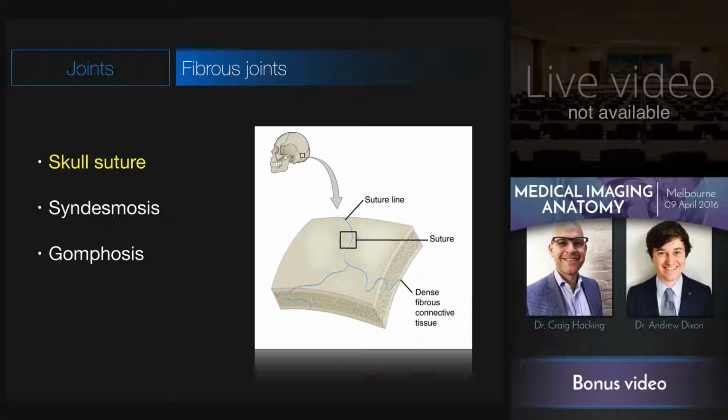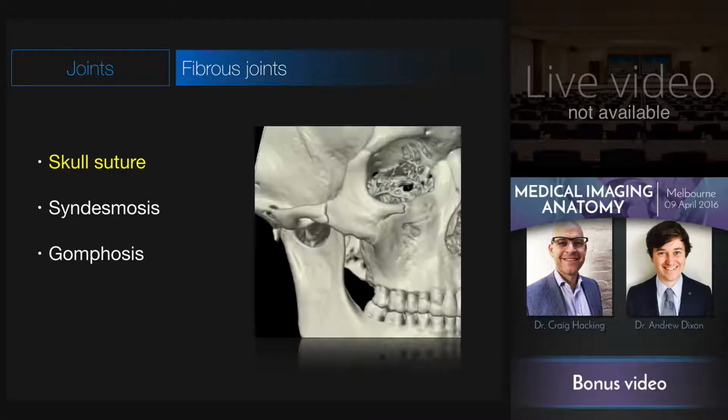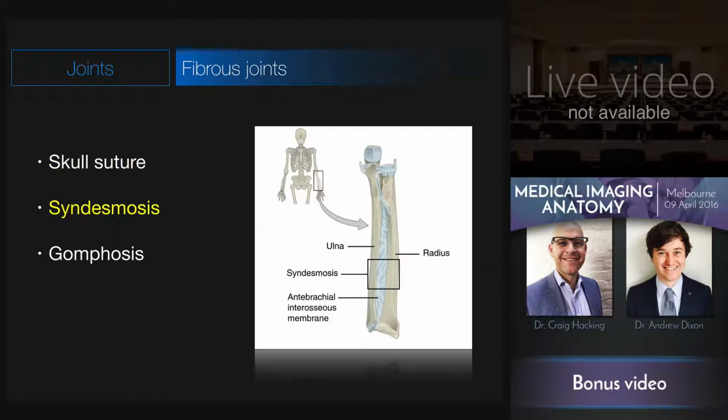Examples of fibrous joints include the skull sutures and the sutures between the facial bones. Here we have the zygoma having a suture with the frontal bone, the temporal bone, and the maxilla. The syndesmosis is another example of a fibrous joint. Syndesmosis exists between the radius and the ulna in the forearm, and while it binds the radius and the ulna together strongly, it does allow the radius to rotate around the ulna to perform supination and pronation.